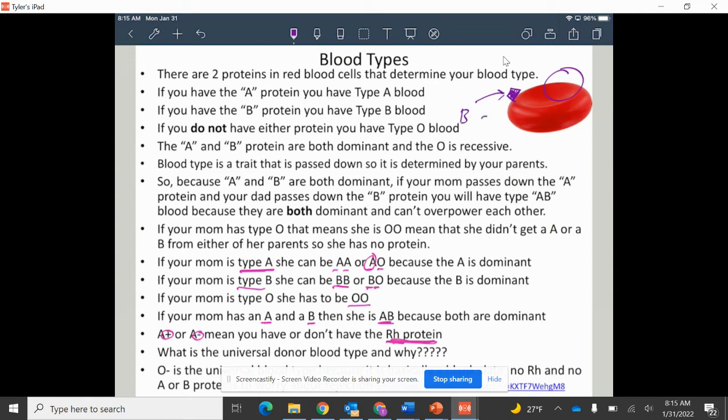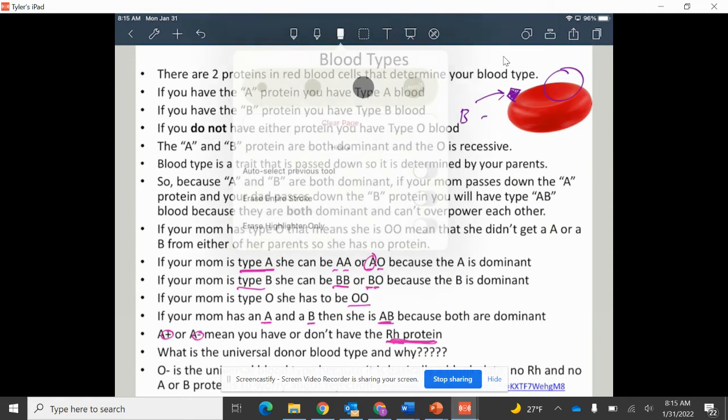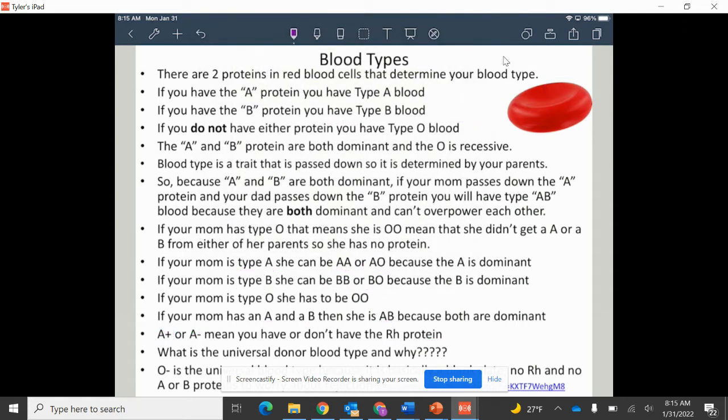Okay? And so this matters quite a bit, actually, when you're trying to figure out who can donate to who, right? Because the thing is this. If, let's say, I'm actually A negative, that is my blood type. If I'm A negative, my blood cells look like that. But I have these little antibodies floating around in my blood. Okay. And I have the B antibody.